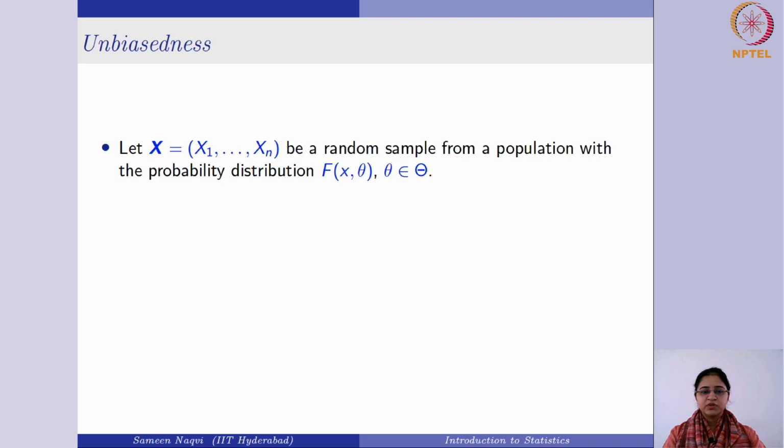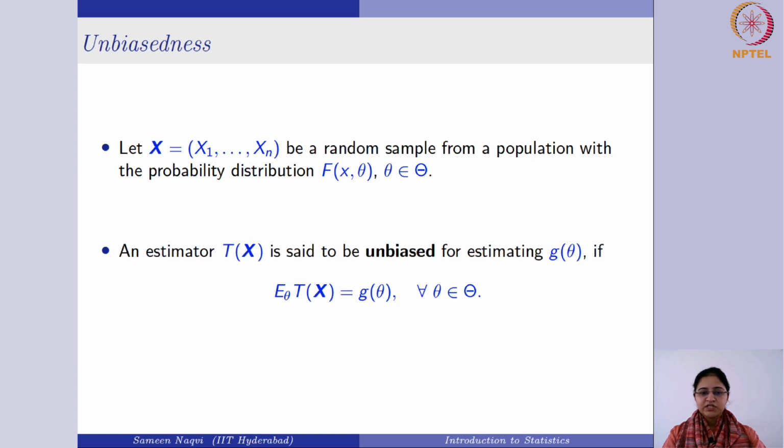When you have a random sample x1, x2, ..., xn, which is coming from a probability distribution f with the parameter theta, where theta takes value in the parametric space, then an estimator T(X), which is a function of the random sample, is said to be unbiased for estimating this parametric function if the expectation of this estimator is the same as g(theta). So this is your function of the parameter. You are not directly interested in theta, but rather in some function of the parameter.